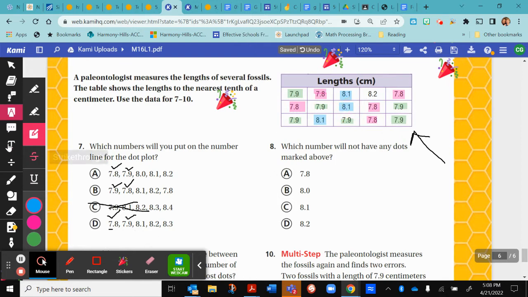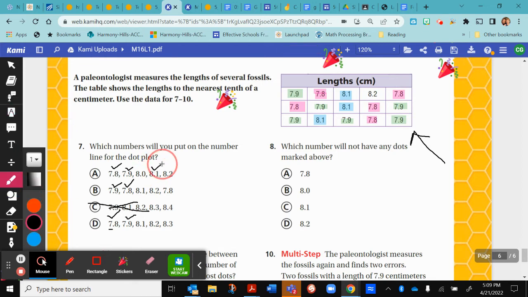So I'm going to place that on my number line. So I have 8 and 1/10 here. I have 8 and 1/10 here. I don't have it there, and I have 8 and 1/10 here. And the last one was 8 and 2/10.